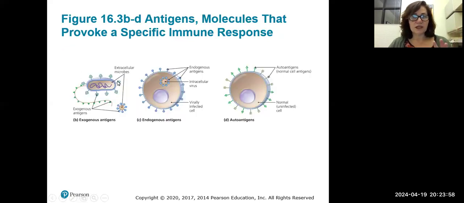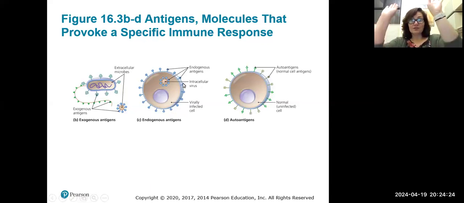All right, so with extracellular microbes, we've got exogenous antigens, so the thing is still outside of the cell, like a bacterium or some virus particles before they've gotten inside the cell. But let's say the virus particle got inside the cell. The cell is now infected, it can present little pieces of this virus on the surface. It's a kind of way of asking for help, if you will.